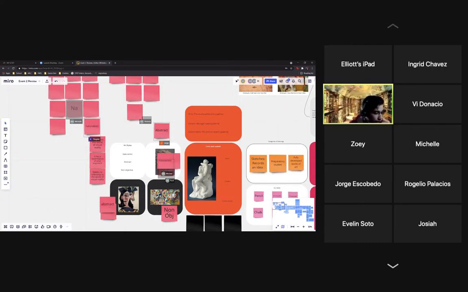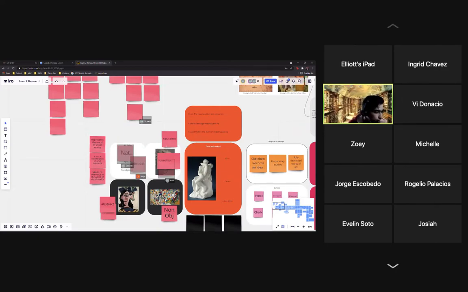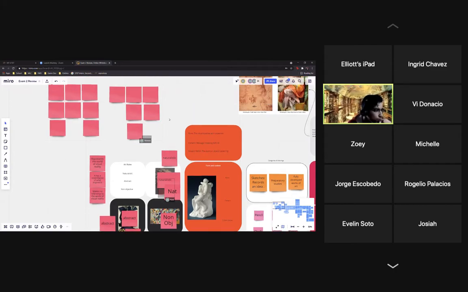I see abstract, non-objective. Nice, very good. Naturalistic. So I see another abstract, yes. Naturalistic, non-objective. Yeah, so it seems like everyone got the hang of it.